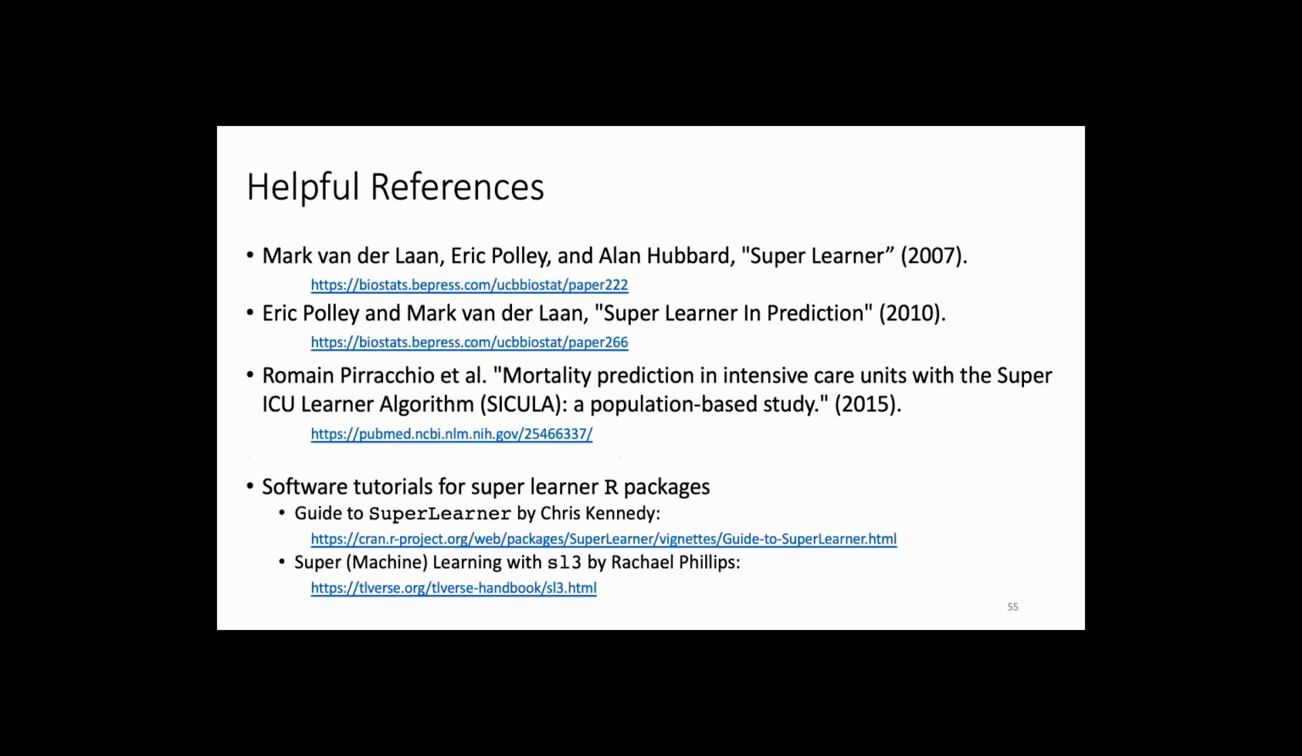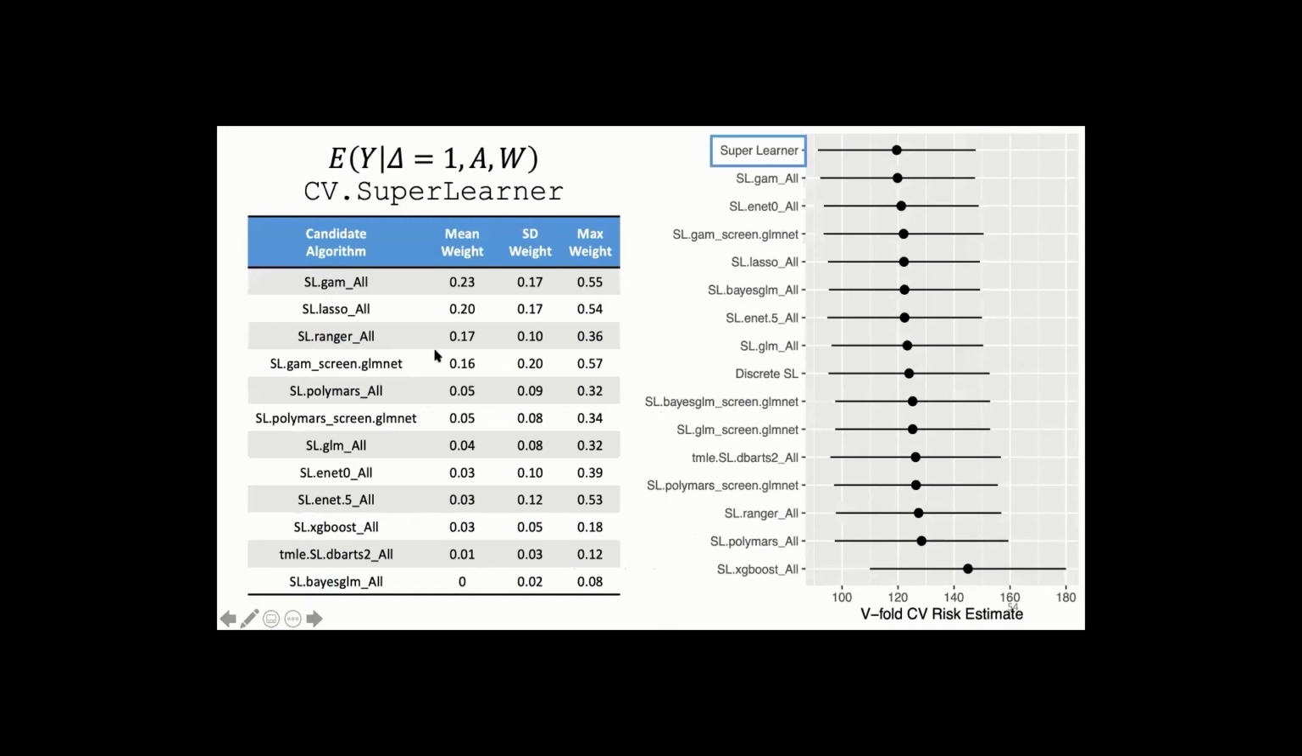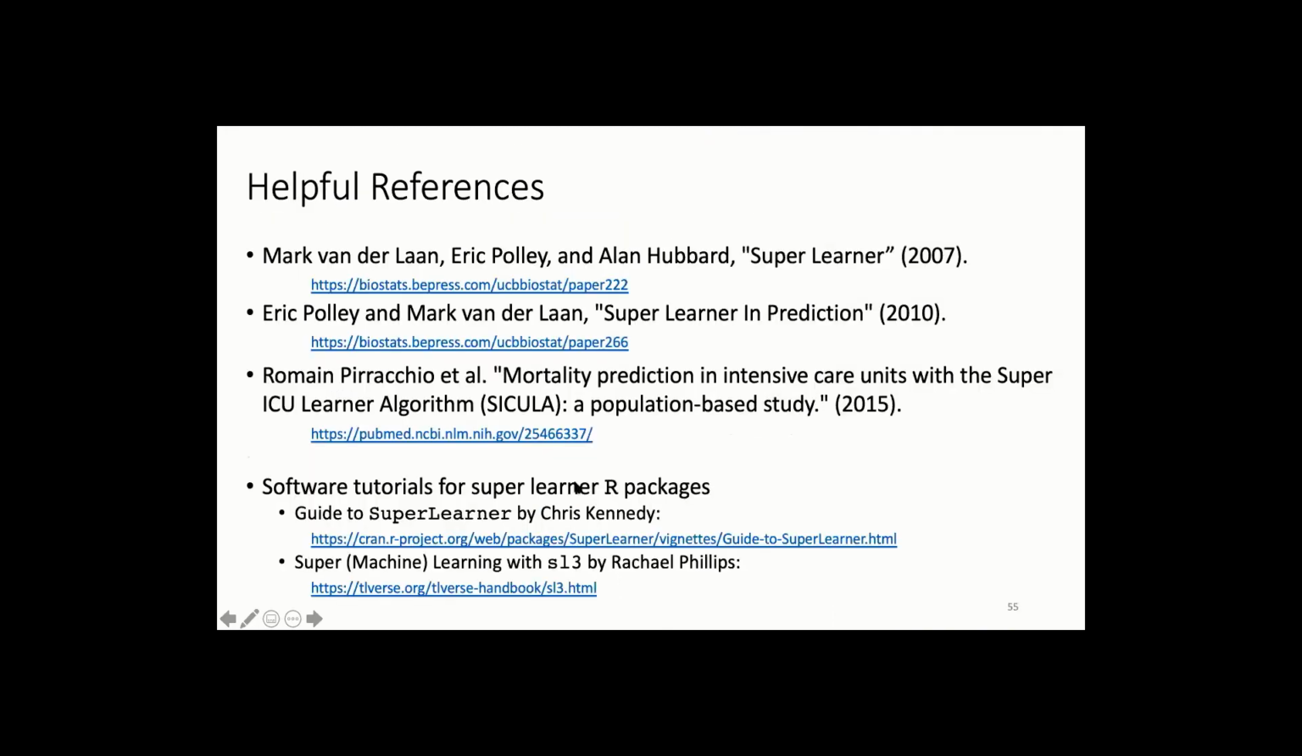Okay, so here are some helpful references for learning more. We have the Superlearner 2007 paper, Superlearner and Prediction, and an Applied Superlearner paper for predicting mortality in the ICU. And then also here are some software tutorials for Superlearner R packages. I actually used this guide to Superlearner to obtain the table that's right here. So the function to do that is there. And then also I wrote a super machine learning tutorial with another Superlearner implementation, SL3.